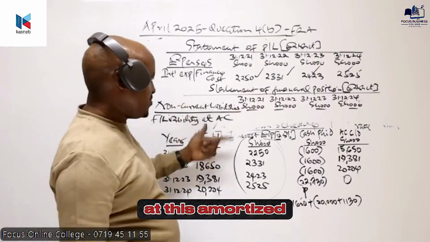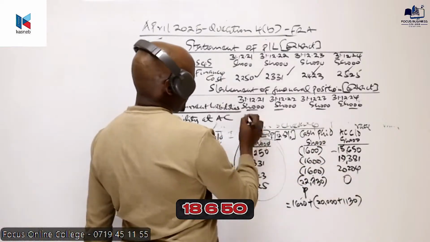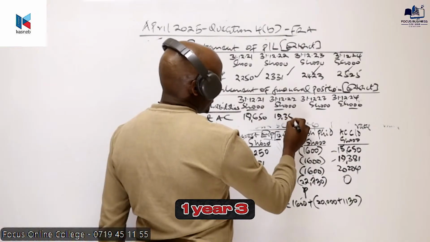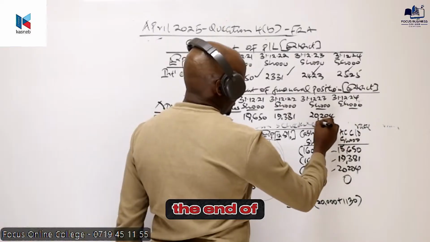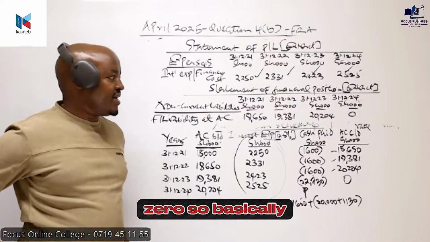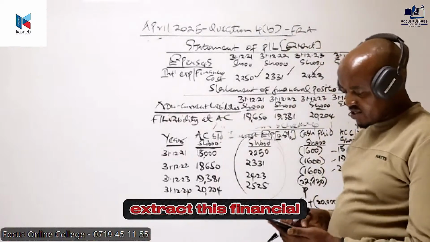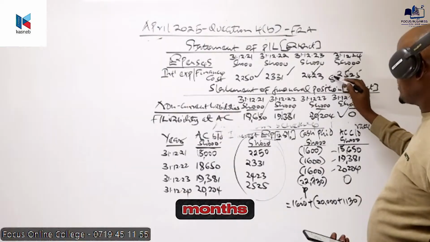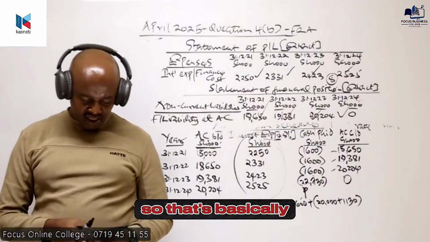And actually, this one will be recognized here as this amortized cost. The amortized cost at the end of year 1 is this one, 18,650. Year 2 is 19,381. Year 3 is 20,204. And basically at the end of year 4 is 0. So this is what the examiner is requiring, this financial statement extract. And by doing that, you get 8 marks.